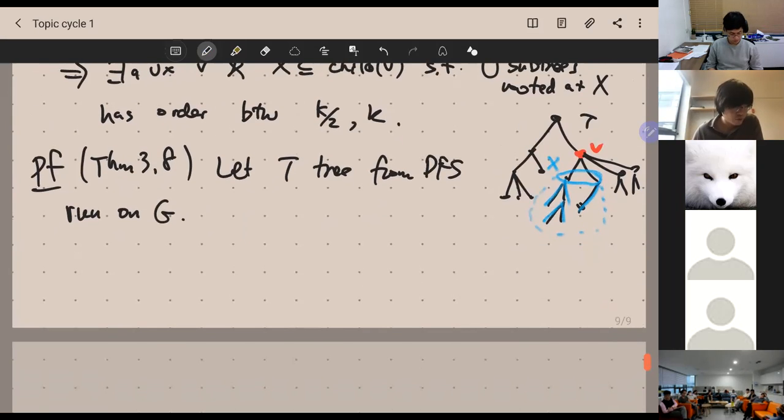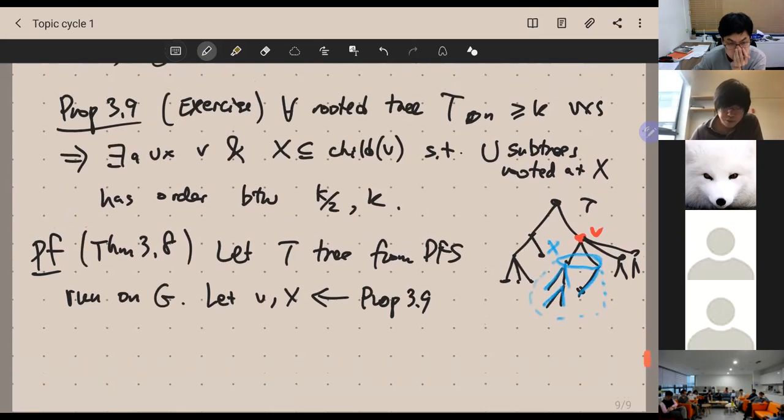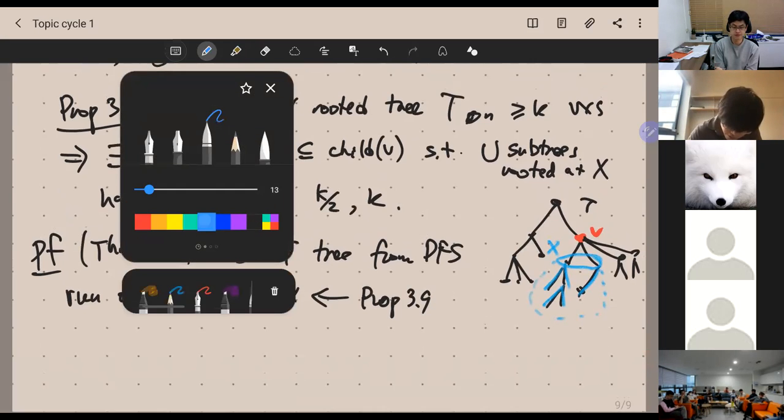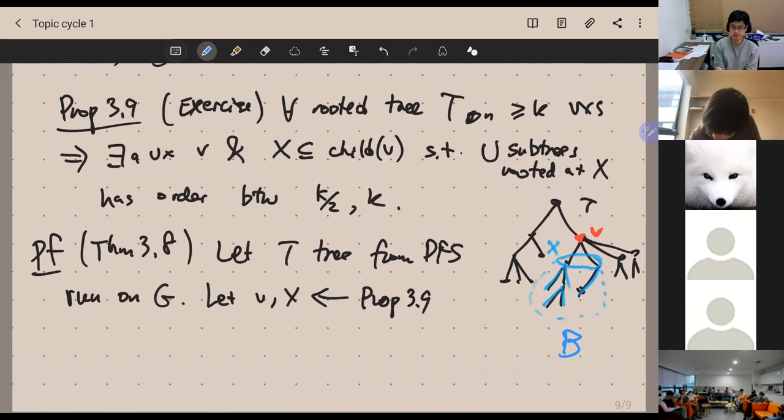Okay, so we have a tree. You run a DFS, you get this tree, and we let V and X be the vertex and its subset of children obtained from Proposition 3.9. So we find this red vertex V such that some subset of its children, X, the subtrees rooted there together have size between K over 2 and K. Okay, so let me call this blue blob B.